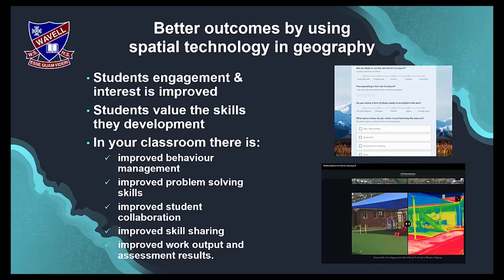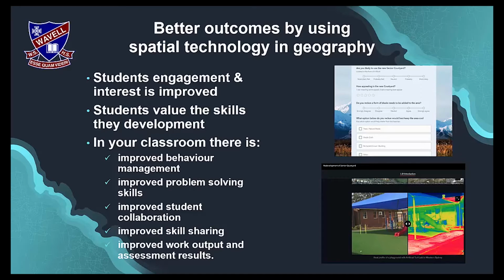And you see these better outcomes in the classroom as well. The use of geospatial technologies helps to improve behavior management as students are more engaged. It helps their problem solving skills. It has that component of, I guess, STEM attached to it as well. It's making geography that rigorous subject as well. It improves student collaboration and teamwork. For example, using some of the field apps in the actual field and students working together to collect that data on a geospatial technology.